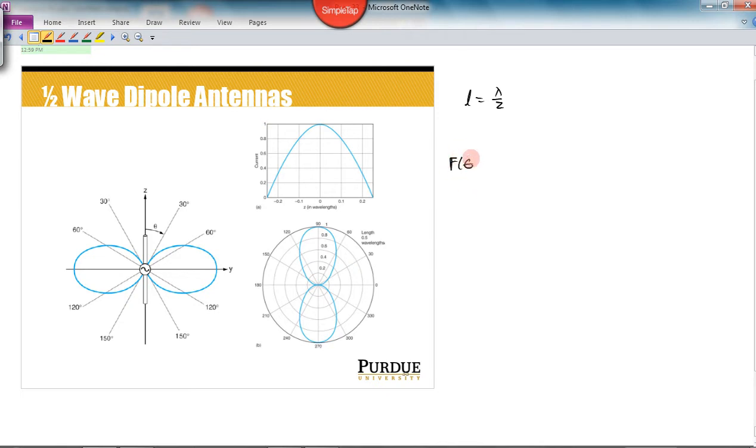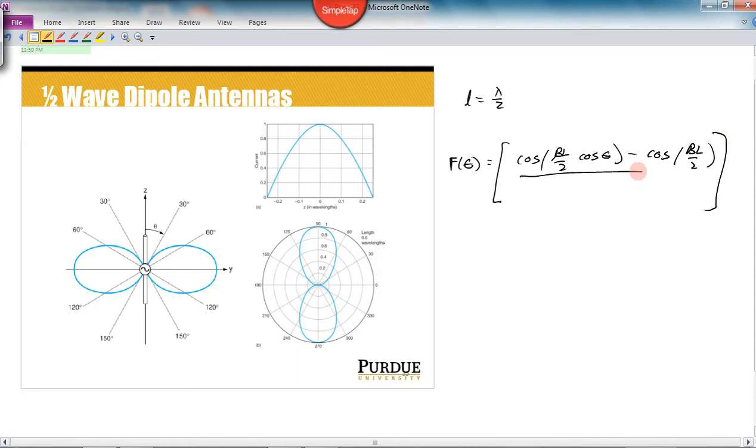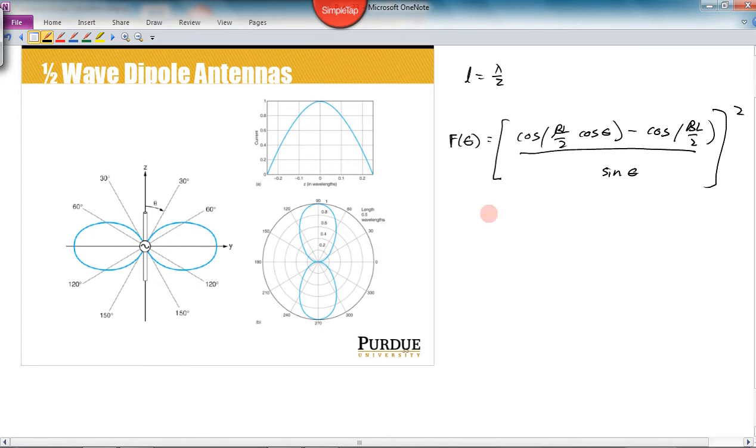So remember that the pattern function for a dipole antenna, for any length dipole antenna, was given as cosine of beta L over 2 cosine of theta minus cosine of beta L over 2, over sine theta. This whole thing gets squared. You'll recall that beta is given as 2 pi over lambda.